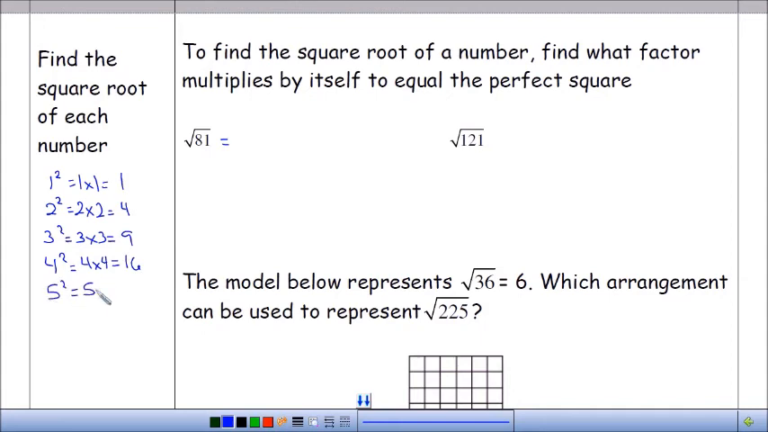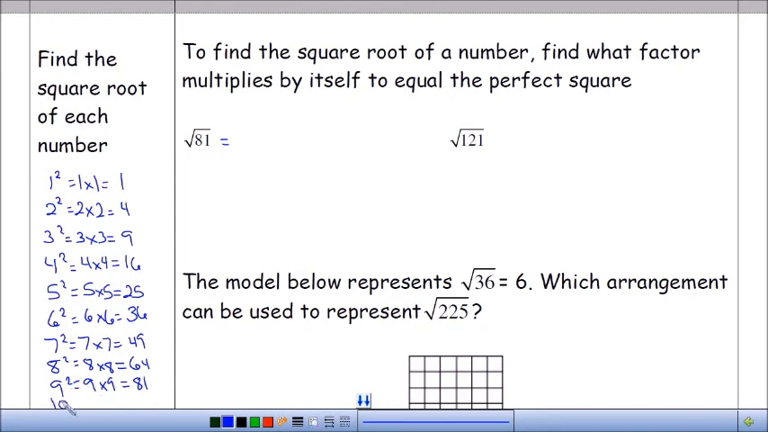5 squared equals 5 times 5, which equals 25. 6 squared equals 6 times 6, which equals 36. 7 squared is 7 times 7, which equals 49. 8 squared equals 8 times 8, which equals 64. 9 squared equals 9 times 9, which equals 81. And 10 squared equals 10 times 10, which equals 100.